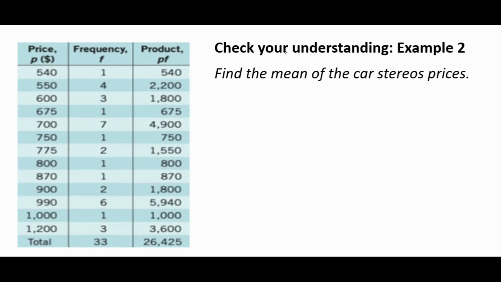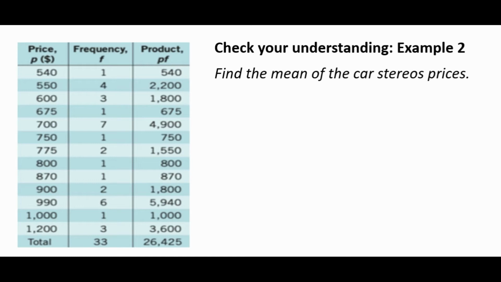All right, so example number 2 here. Find the mean of the car stereo prices. The mean is when we add up all the numbers in the data sample and then divide by the number that there are. So this is actually a frequency table.